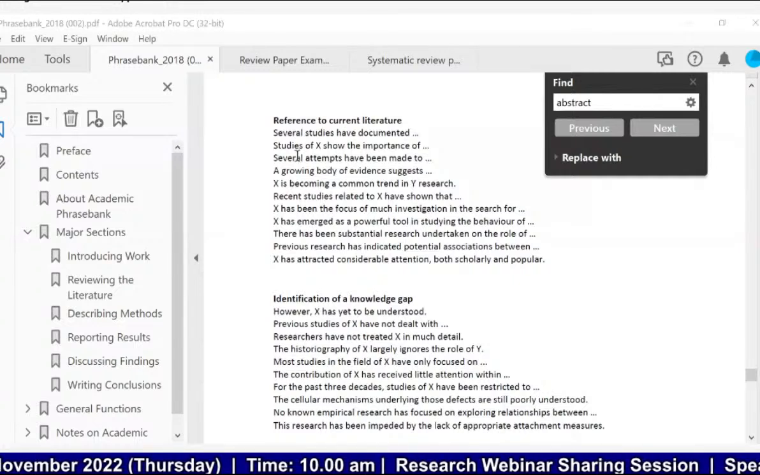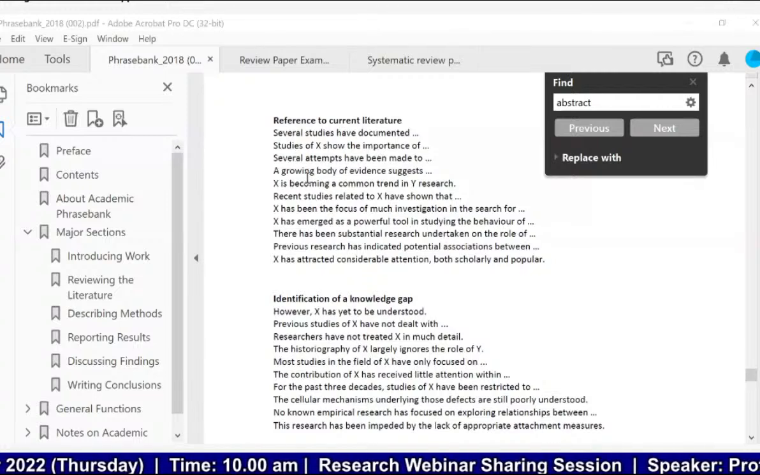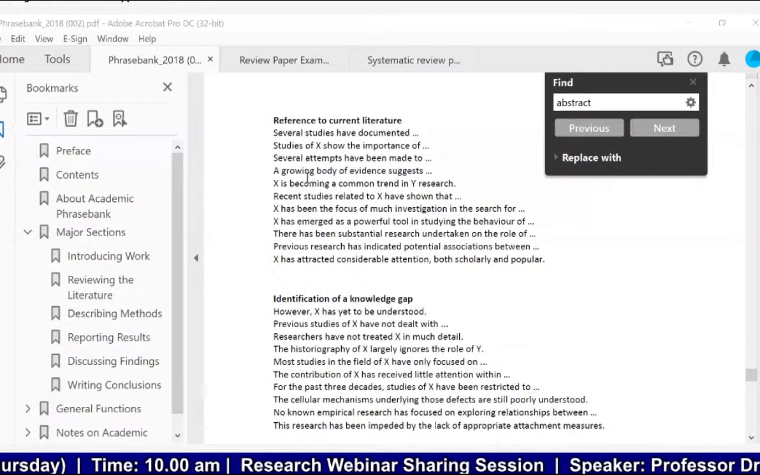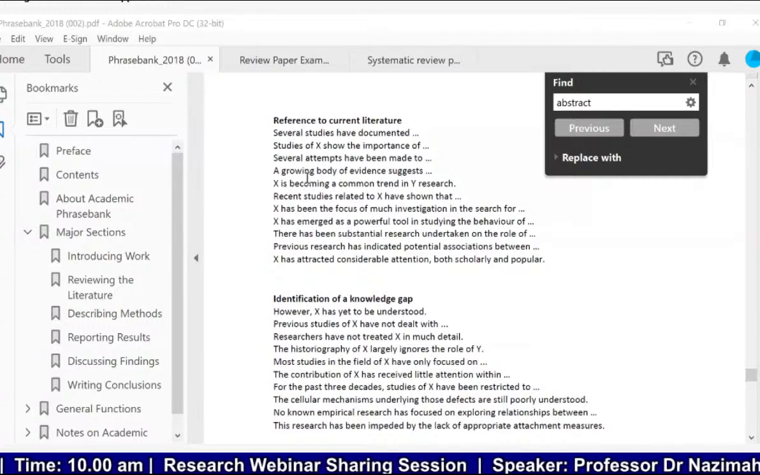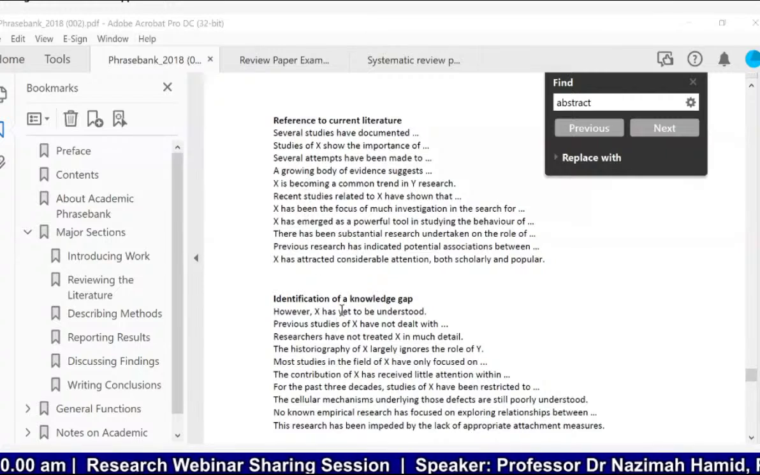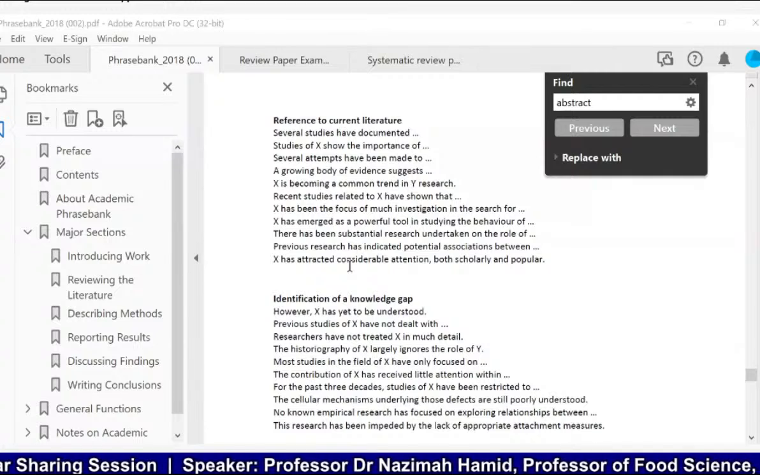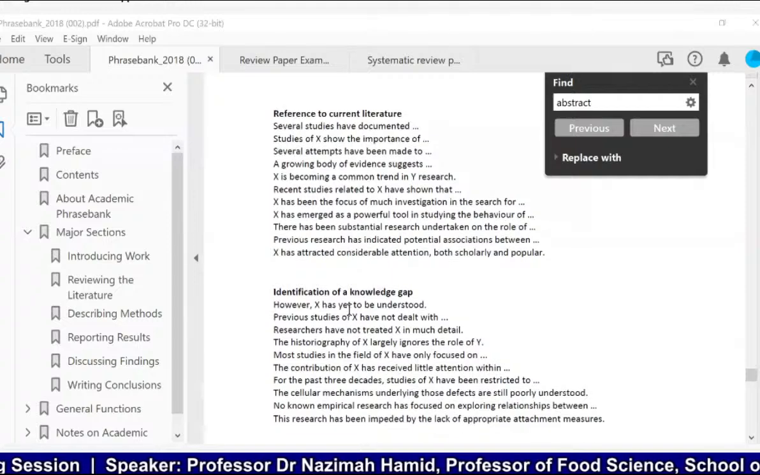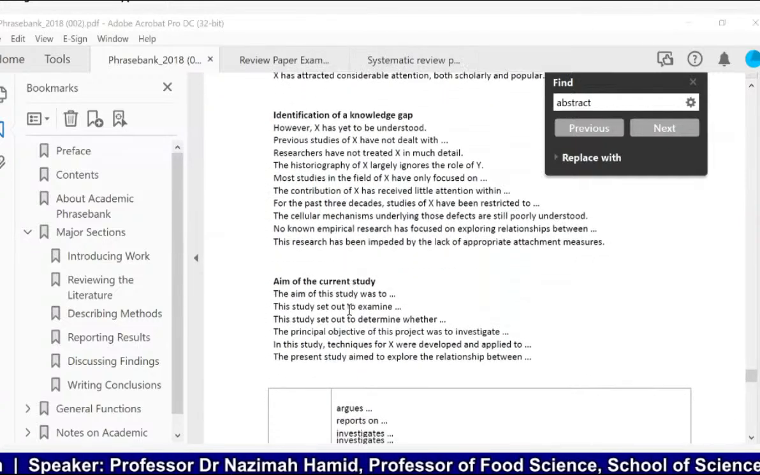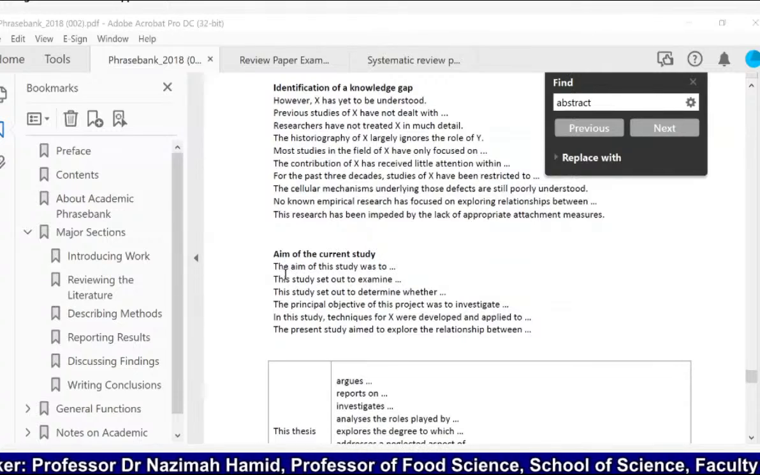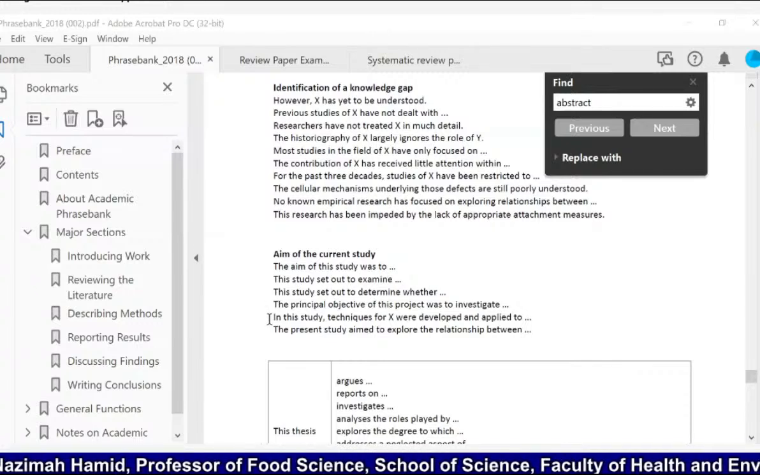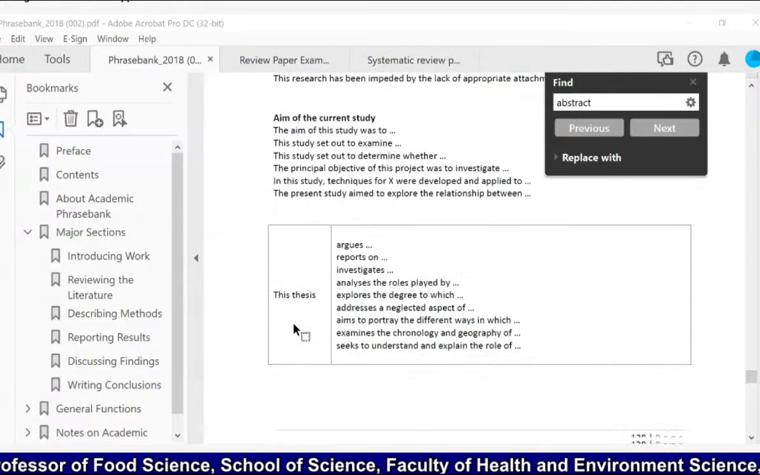If you're referencing current literature, what phrase would we normally use? Many studies have reported. But there are other ways of referencing current literature, and these are the other phrases it gives you as a trigger. It triggers you: what should I write? How should I write it? Then identifying a knowledge gap, and the aim of the current study. The first one is the aim of the study was to. That's what we all use. But you can also use a phrase like the principal objective of this project was to investigate what. It's really useful.